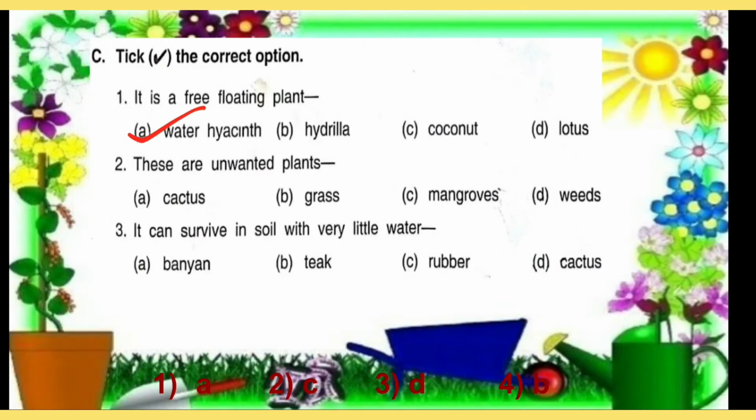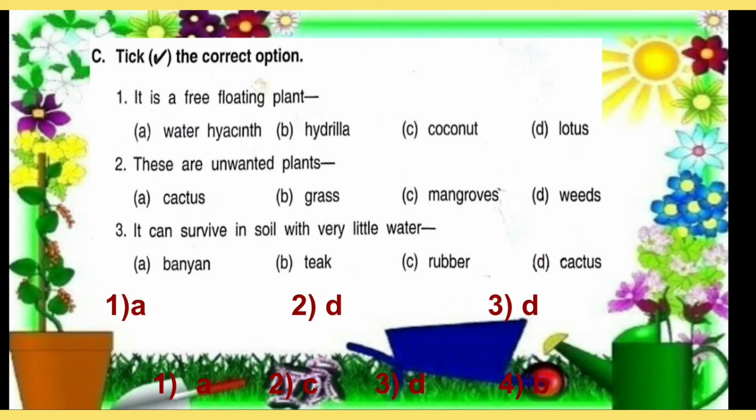So water hyacinth is free floating plant. Number 2, these are unwanted plants. So unwanted plants are known as weeds. It can survive in soil with very little water. Cactus survives with very little water. So this is how you will complete part C.